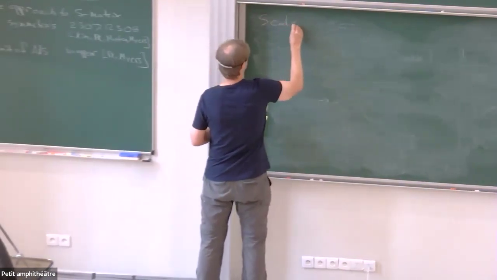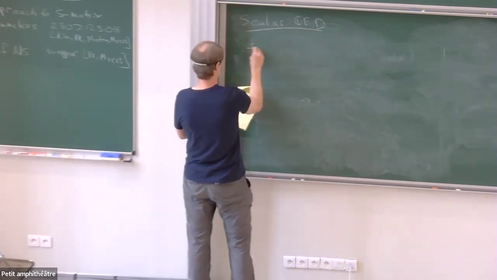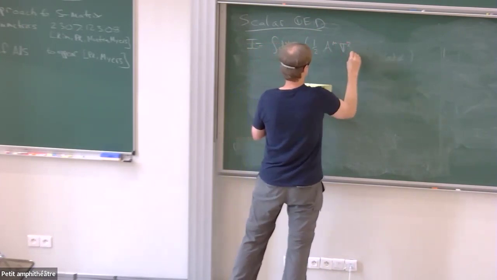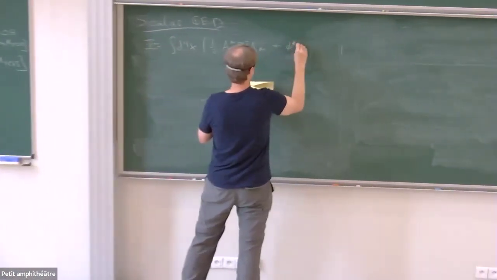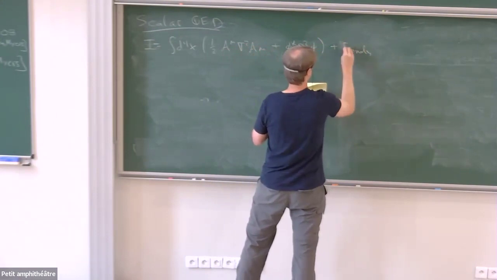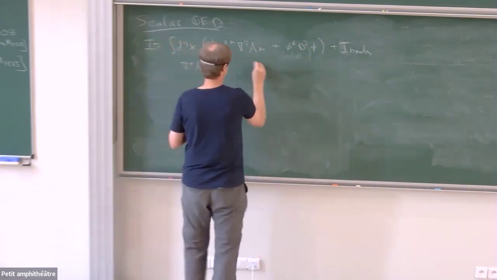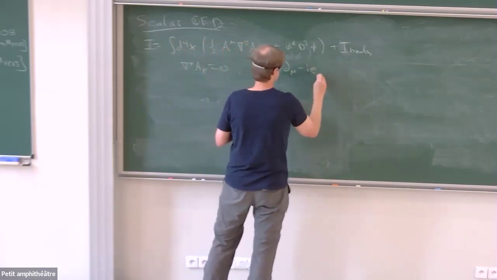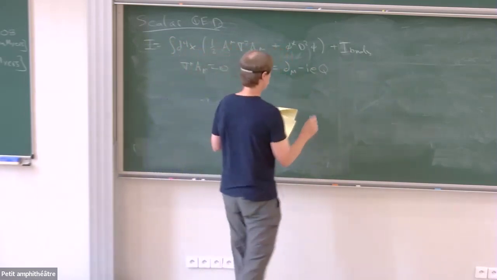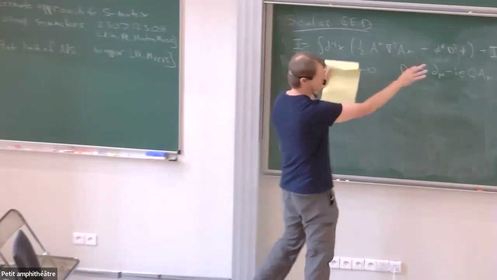So, for example, if we just have scalar QED, let me just write the formula here. I'll do this in Lorenz gauge, so I can write down the action, and there'll be some boundary terms. And so, okay, this is the Lorenz gauge, and the usual covariant derivative. Okay, so one can again work out the boundary conditions.